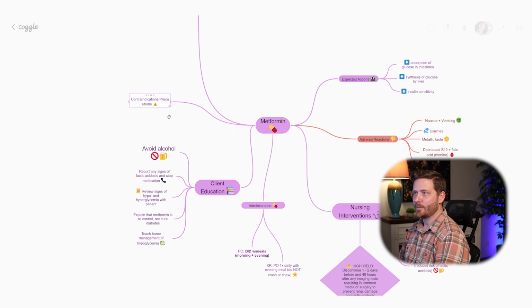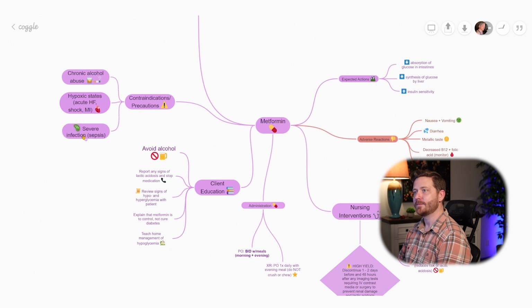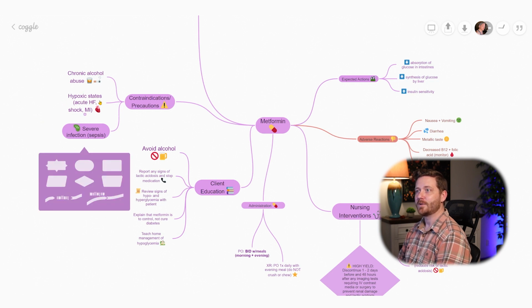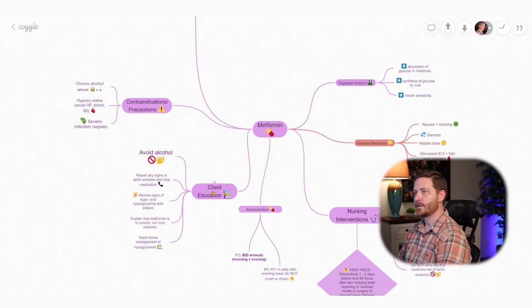All right, lastly, let's put in our contraindications and precautions. Let's put that alert symbol back in there. These are the 3 things we need to be on the lookout for before we start administering this medication. And as you can see, there's alcohol again. Then we got our hypoxic states with acute heart failure, shock, and MI. And then lastly, we have our severe infection, which is usually something like sepsis. All right, those are the 3 things you need to kind of keep an eye out for before giving metformin. There's contraindicated and a precaution.